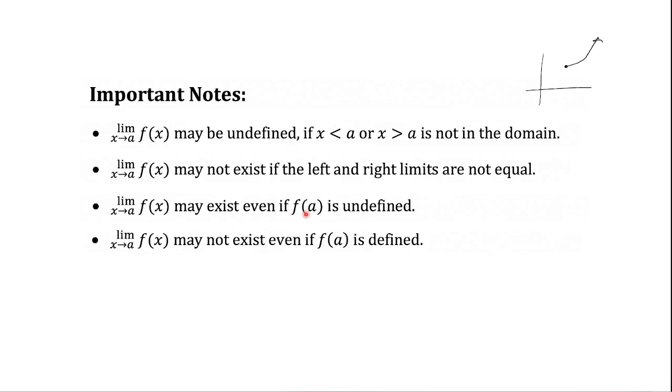Another conclusion is that the limit of f of x may not exist even if f of a is defined, right? And so this is the case of the piecewise function. We had that f of 1 was defined, f of 1 was equal to 3, but the limit itself did not exist because the one-sided limits were not the same, right?